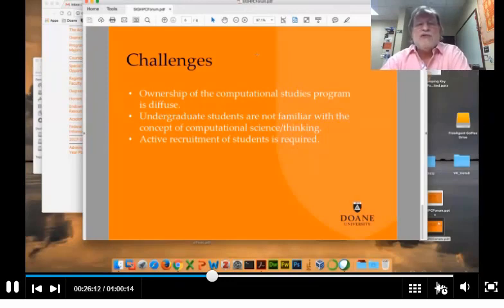We've also found that undergraduate students coming into our college here, they're not familiar at all with this concept of computational science or computational thinking. They know what computer science is about, sort of, but the idea of computational science or thinking is really not something that they are at all familiar with, and so we have to work hard at educating them about it. So we really have to do active recruitment of students to bring them into the program.